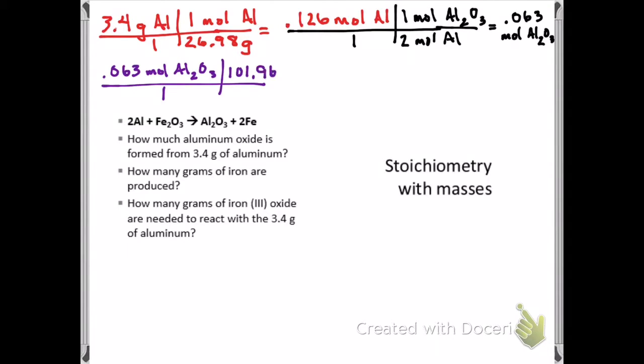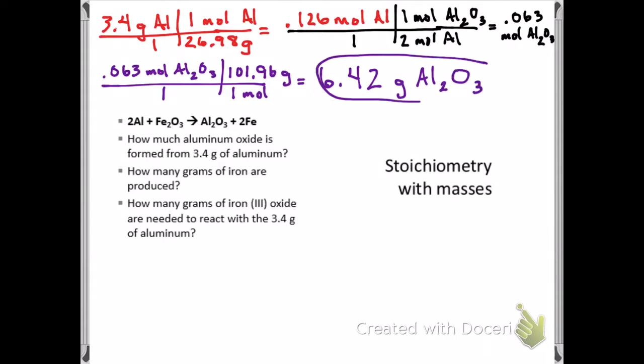The third step then is to go to grams. Most of these questions are going to be 3-step questions. We want to know how much aluminum oxide is formed from 3.4 grams of aluminum. We found the moles, we did the mole ratio, and now we're going to go back to grams just like we did on the last slide.